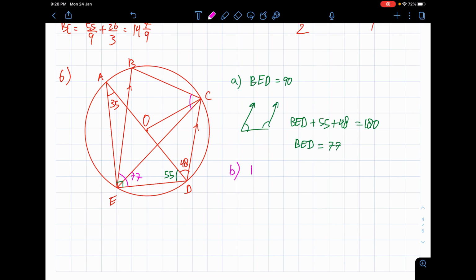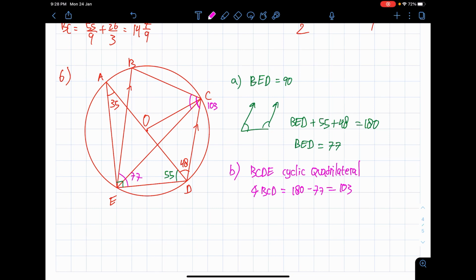Okay, take a look at the BCDE. It's actually a cyclic quadrilateral, such that it's a quadrilateral that is on the perimeter of the circle. Opposite angles sum to 180. With that, I can find the angle of BCD as 180 minus 77, and that will be 103 degrees. So this angle here, the entire thing, is 103 degrees. Alright, that's nice.